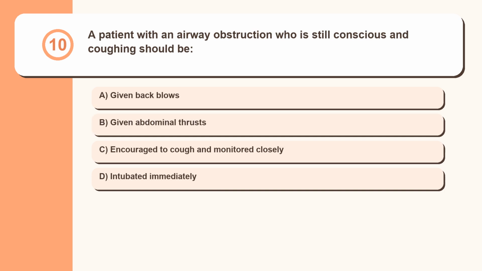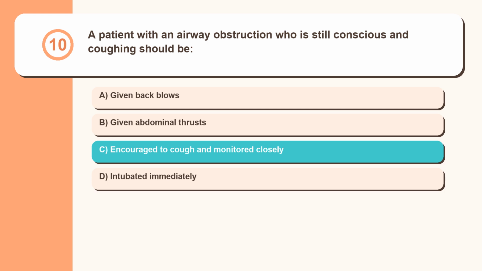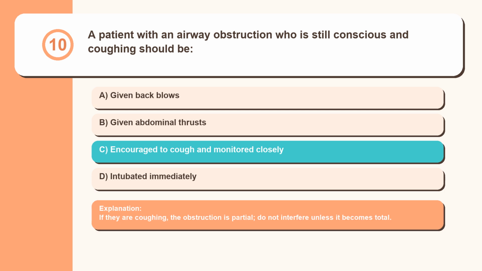Question 10. A patient with an airway obstruction who is still conscious and coughing should be given back blows, given abdominal thrusts, encouraged to cough and monitored closely, or intubated immediately. If they are coughing, the obstruction is partial. Do not interfere unless it becomes total.